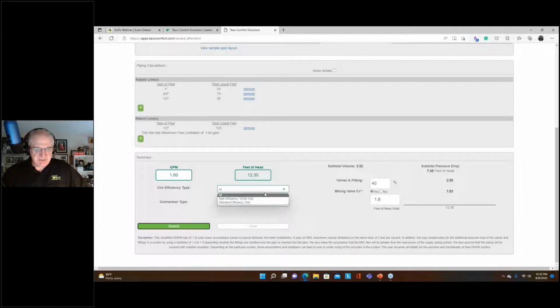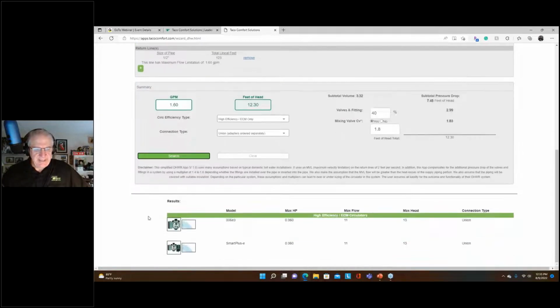Circulator efficiency type, standard efficiency or high efficiency. Well, I'm going to pick high efficiency. And connection type, flange, sweat, or union. It depends on where you are and what you use. Okay, I'm going to pick union. And once all that's done, I'm going to pick search. And here it's giving me a couple of choices.